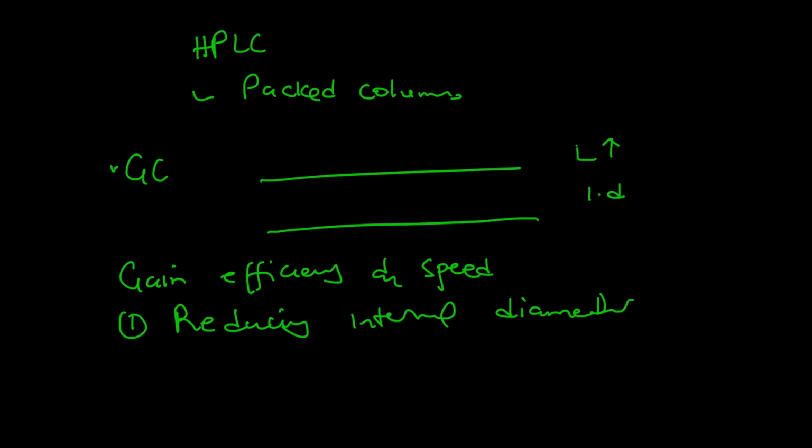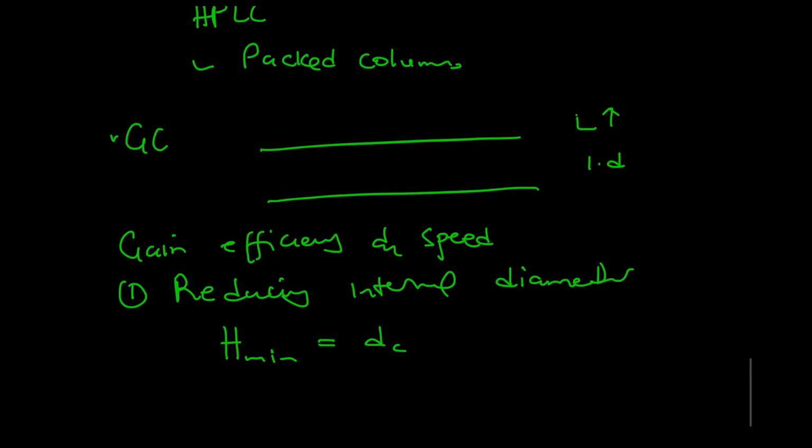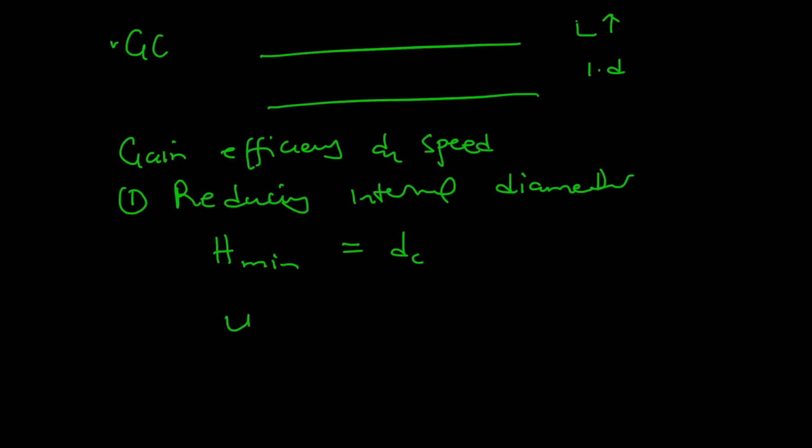Take note that Golay's findings led us to H min equaling DC. So this is related to the column radius, in the sense that u opt is related to the diffusion coefficient over rC. So if we reduce this parameter, we are going to increase optimal velocity, and hence the speed of separation is increasing by reducing internal diameter. Hence, we're going to gain on speed.